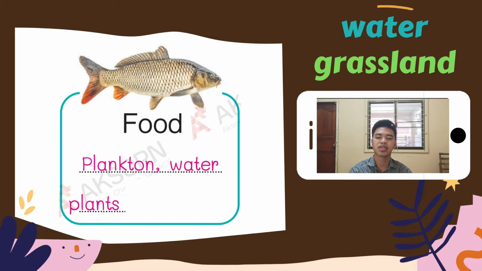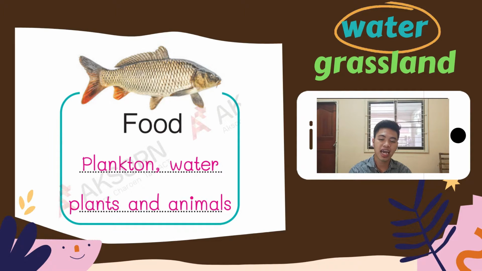Next one is water animals. Fish also eat some water animals. So we have here plankton, water plants, and animals. Those are the things that the fish eat for living. They live in the water and they eat plankton, water plants, and water animals. Okay. So let's go to number 2.